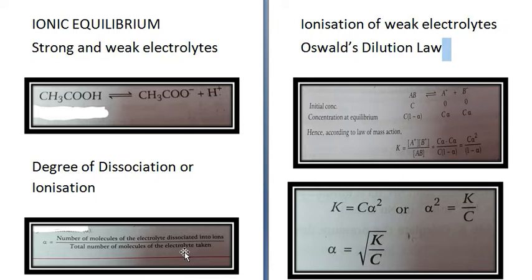Now there is a difference between dissociation and ionization. When an ionic compound breaks into ions in solution, it is called dissociation. Whereas when a polar covalent compound like HCl splits into ions in solution, it is called ionization. Now next is ionization of weak electrolytes. This is also called Ostwald's dilution law.